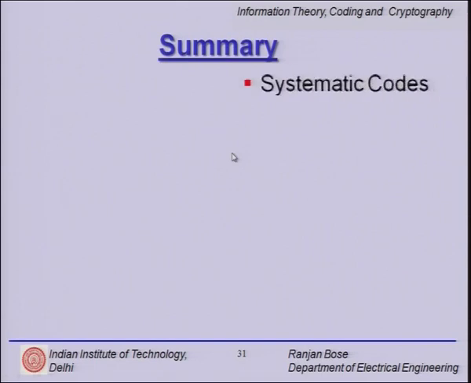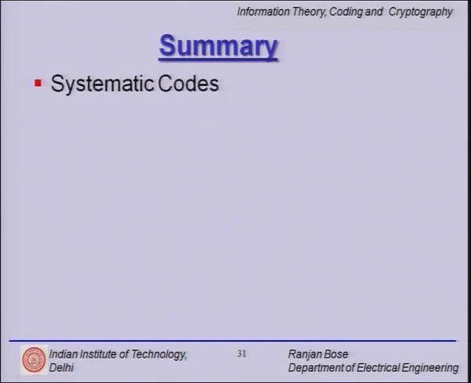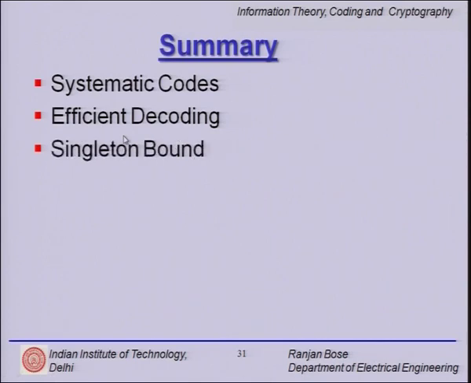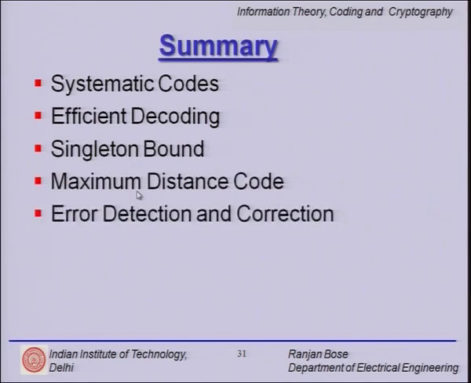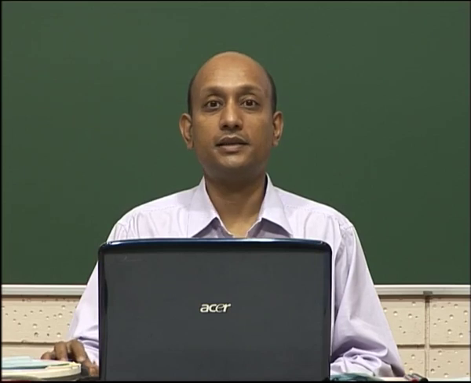So, with that we come to the end of this lecture. Let us summarize what we have looked at in this past 1 hour. We have looked at systematic codes, we have understood how they are written, what is the purpose, what is the advantage of putting codes in a systematic form. We looked at efficient decoding, then we observed what a singleton bound is and how it can lead to the definition of a maximum distance code. We then looked at the notion of error detection and correction, and finally we looked at a very practical example, the ISBN. With that we come to the end of this lecture.